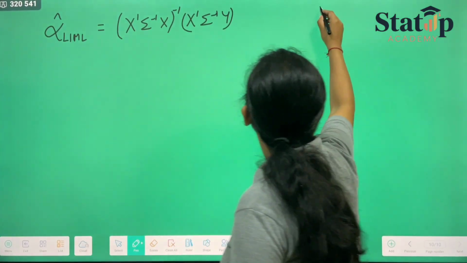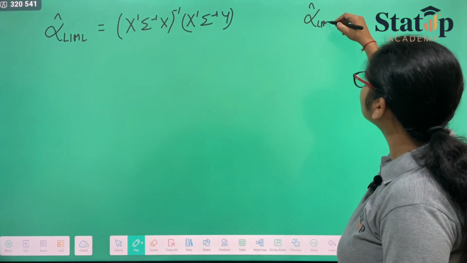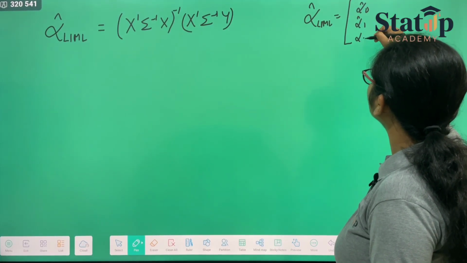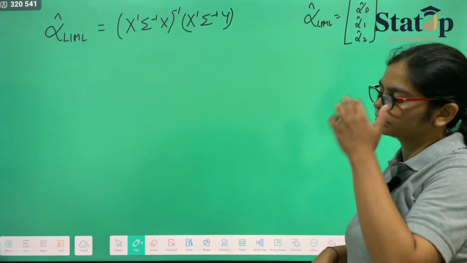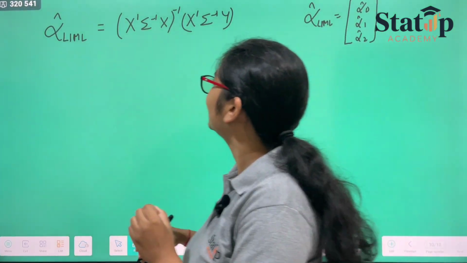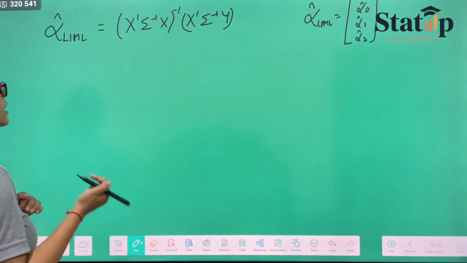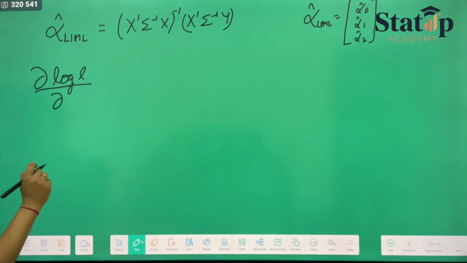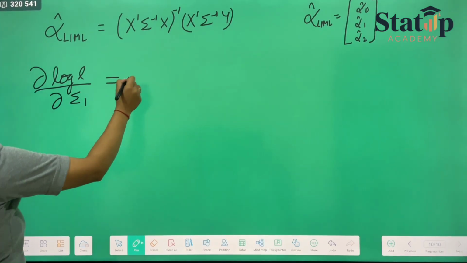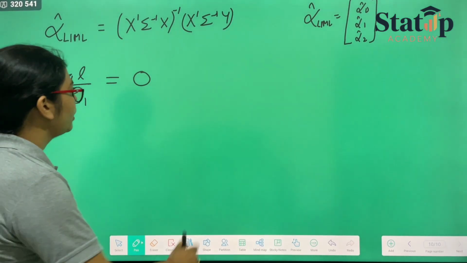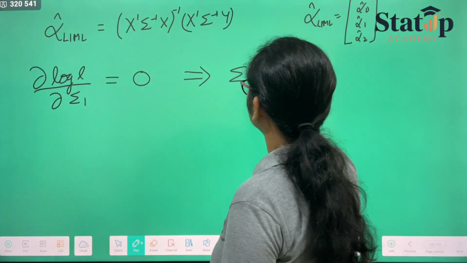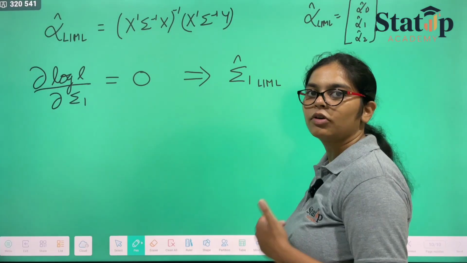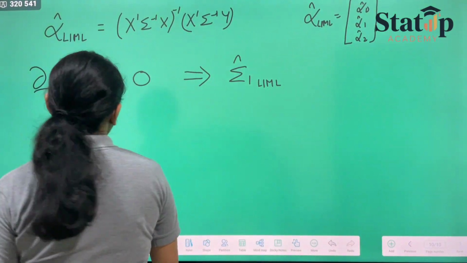And alpha cap LIML means alpha naught, alpha 1 and alpha 2. Now moving on to the second one. If we differentiate log L with respect to sigma 1 and put it equal to 0, then we will get sigma 1 cap LIML. We have got the variance and the estimator from this.